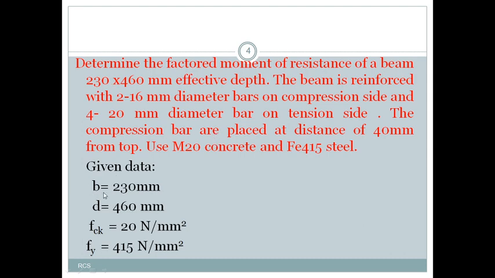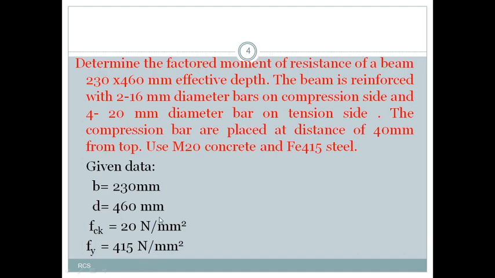So in the problem, it is mentioned that the width of the beam is 230 mm, the effective depth of the beam is 460 mm, and grade of concrete is M20, the corresponding characteristic compressive strength of concrete is fck equal to 20 Newton per mm square, and grade of steel given is Fe 415. The characteristic strength of steel, that is fy, equal to 415 Newton per mm square.